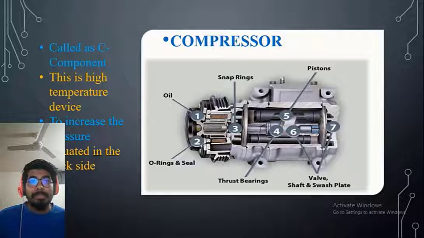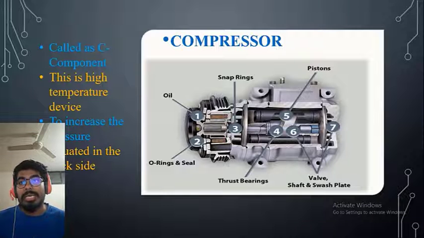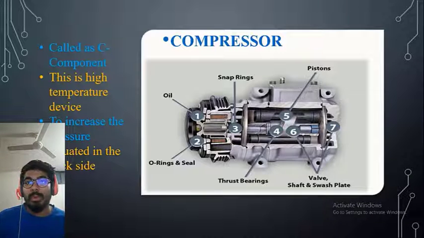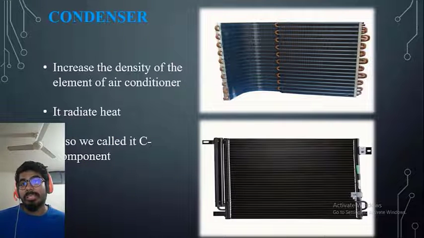The cooling process of the air conditioning compressor starts with the motor. The motor powers the compressor with a cylinder and piston. So that is the work of the compressor. Now let's have a look at the condenser.